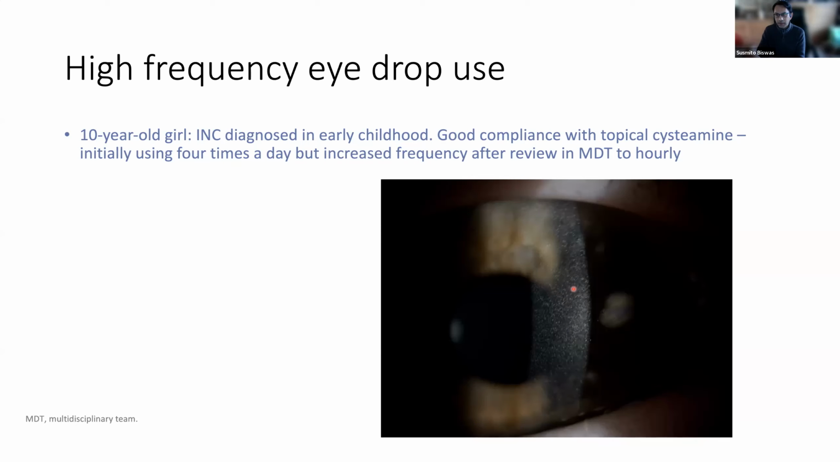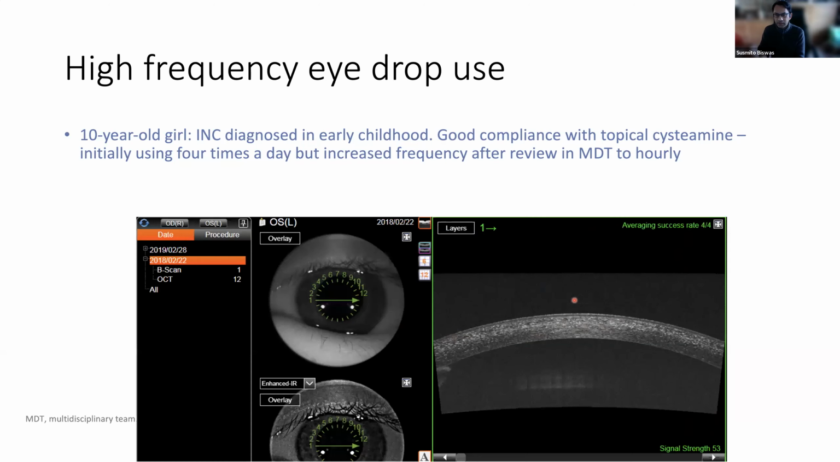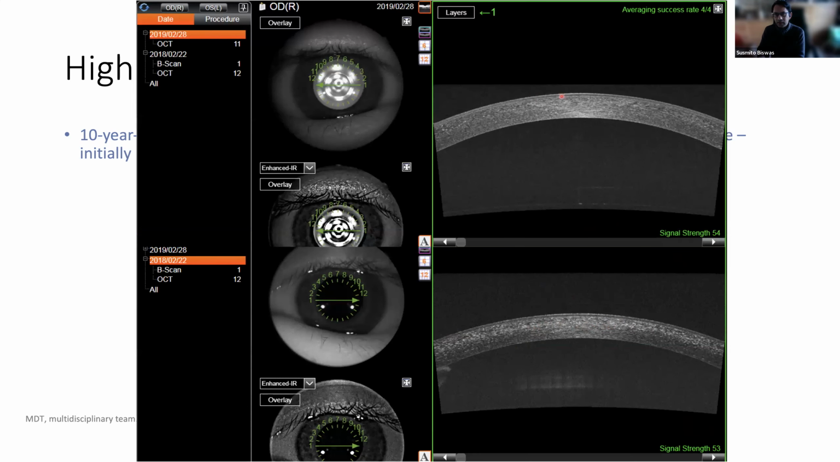We had a chat with the parents. They really were up for putting the drops in every hour, and so was she. And then after 12 months of use, it's almost entirely cleared. And we can also see that on our OCT scan. Here you can see bright white flecks of the crystals, almost half thickness of her cornea. And then this is after a year. There's hardly any visible. There's a few there, but it's mostly cleared.